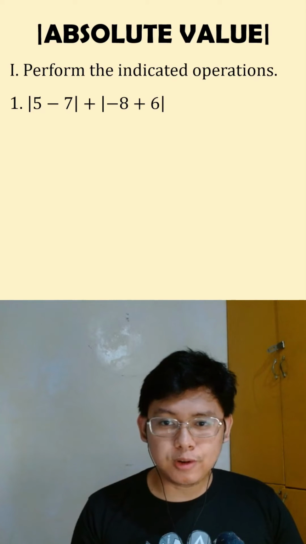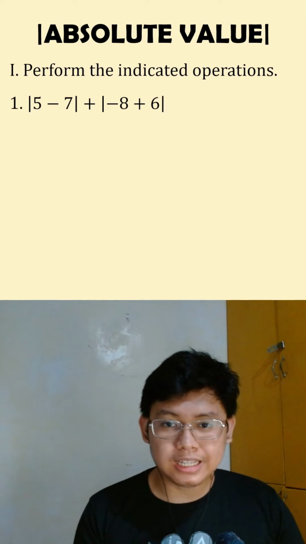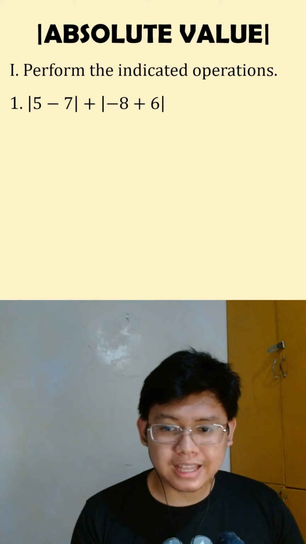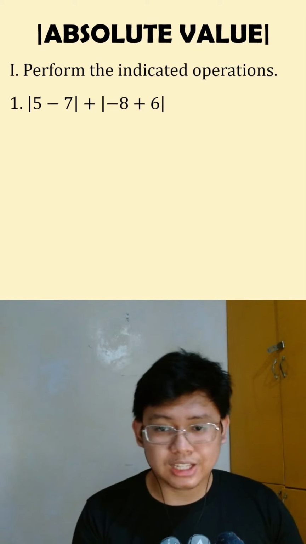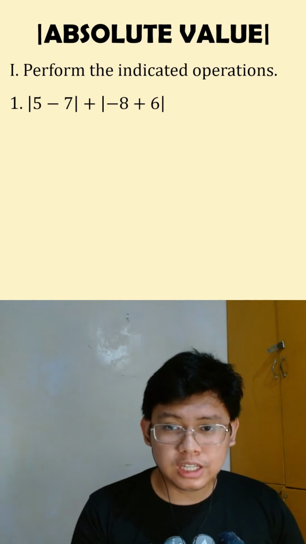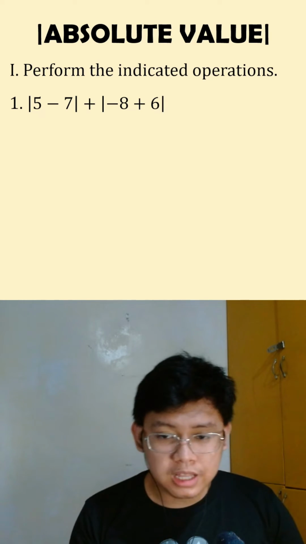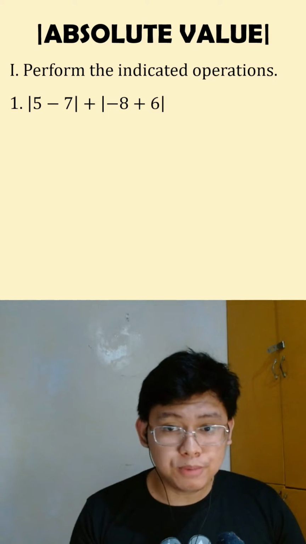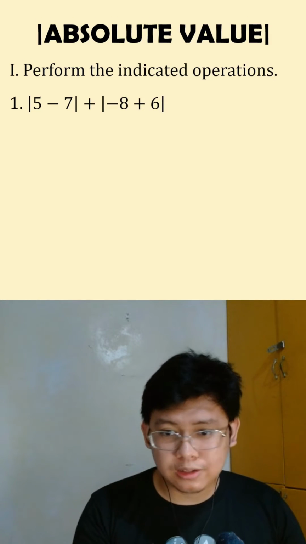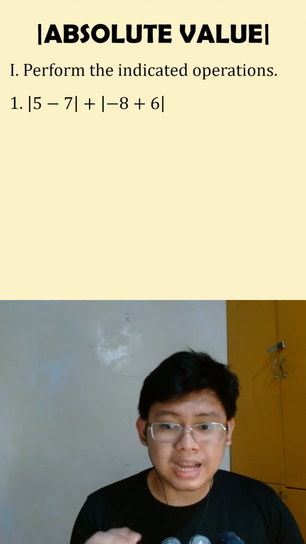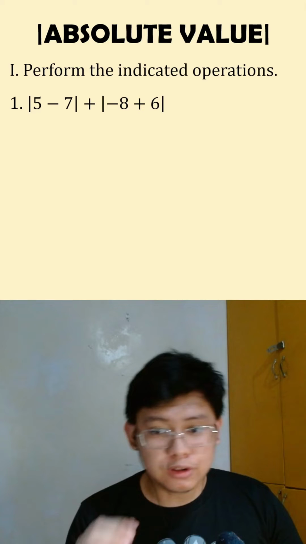So, let's perform the indicated operation in simplifying this expression. So, pag nagsisimplify tayo ng expression, ang gagamitin natin is yung order of operation, which is GEMDAS. Now, since we have the absolute value, we will treat the absolute value as a grouping symbol. So, since grouping symbol yung absolute value, uunahin natin yung mga nasa loob ng absolute value.